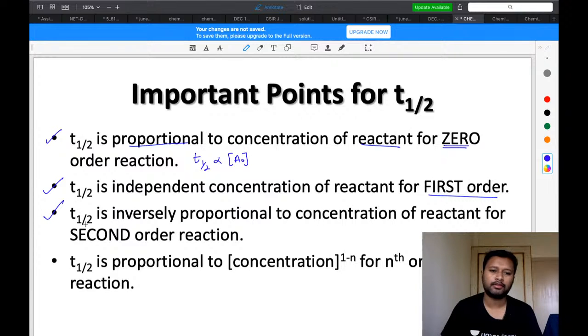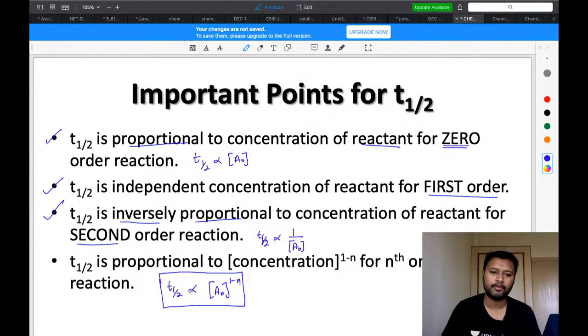For the second order reaction, T half is inversely proportional to the concentration of reactant. So that's how it will be done. Now T half is proportional to the concentration to the power 1 minus n. So for any nth order reaction, it will be proportional to concentration to the power 1 minus n. You can use this equation to find out the relationship between concentration and T half for any order reaction. For first, second, third, any order reaction you can do it.